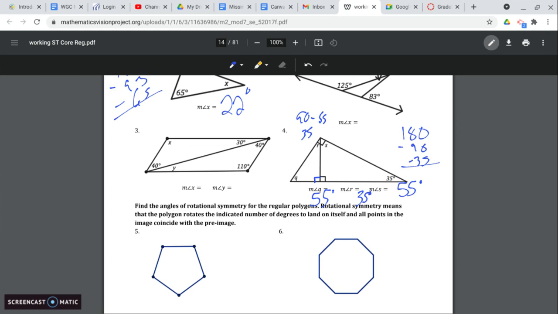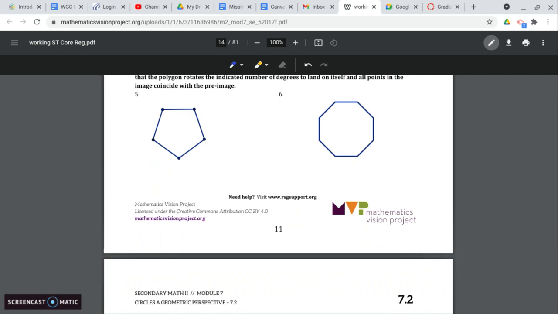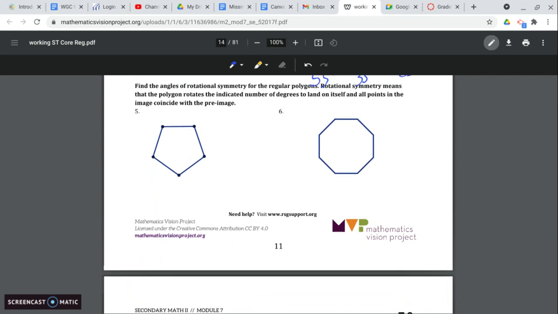So finding those missing pieces using what we know about triangles and their different properties, or about parallelograms and triangles, to solve these. All right, the next section. Find the angles of rotational symmetry for the regular polygons.